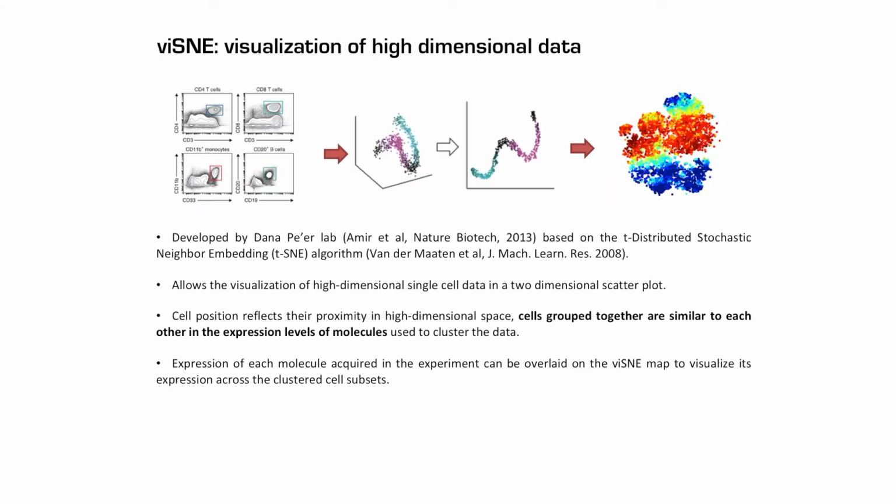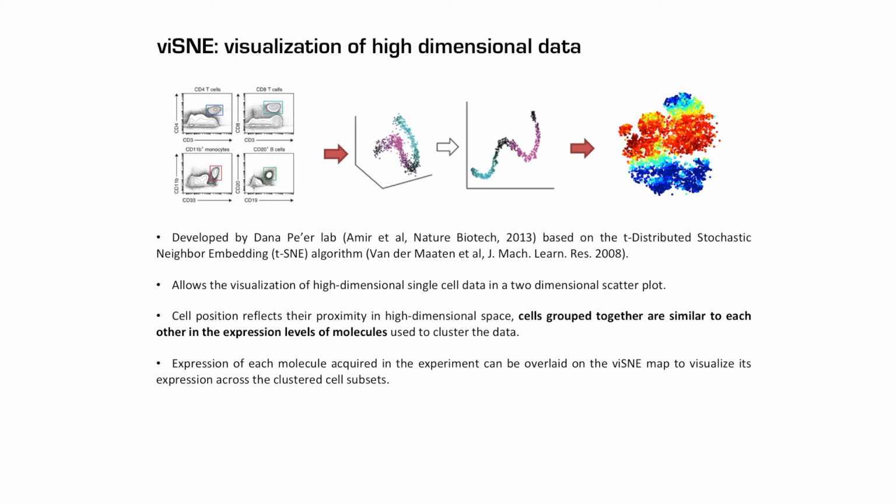A second and very useful algorithm is viSNE. This was developed by Dana Pe'er's lab, and is based on the t-distributed stochastic neighbor embedding, tSNE, algorithm that you could have looked into in single cell sequencing and other more genomics type of approaches. But here it's been transformed into viSNE to give also a different visual appreciation.